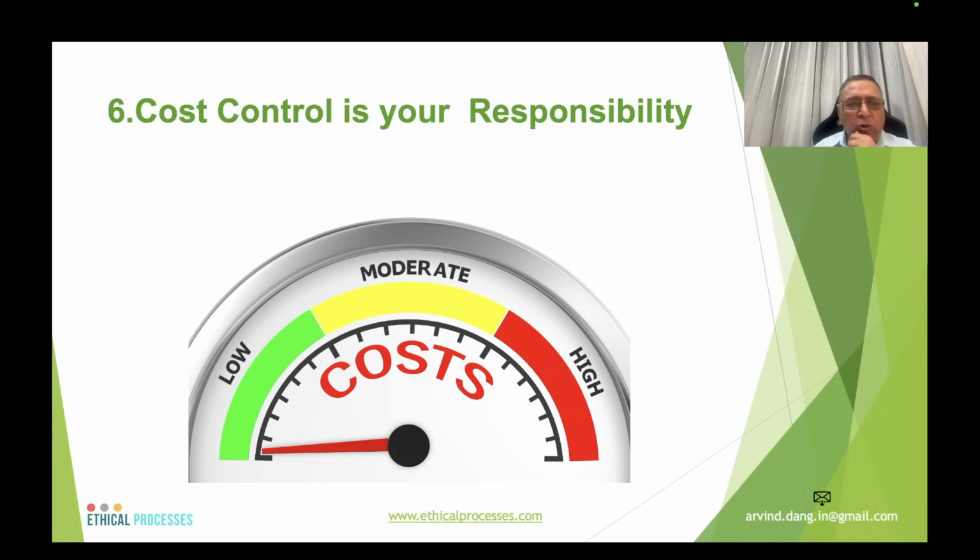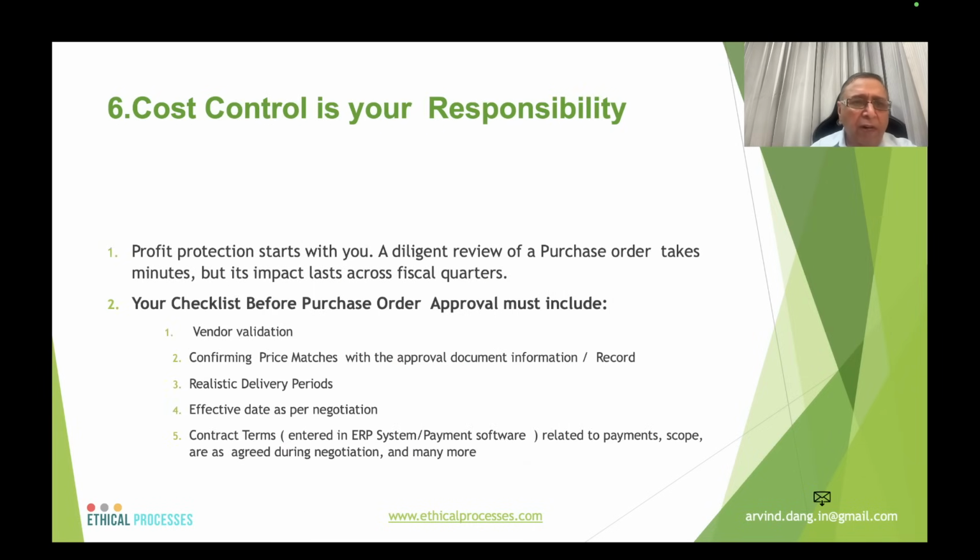Cost control is your responsibility. Profit protection starts with you. A diligent review of a purchase order takes minutes, but it can impact across many fiscal quarters. Your checklist before purchase order approval must include vendor validation, confirming prices match the approved document information, realistic delivery period, effective date as per negotiation, and contract terms entered in the ERP system, like payment terms related to the payment scope as per agreed terms, etc.